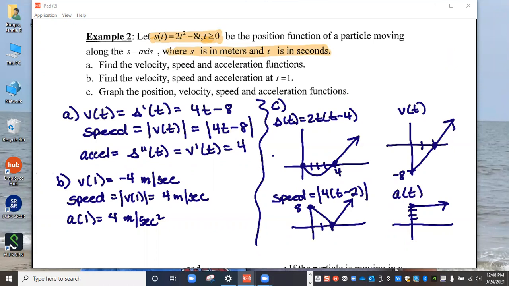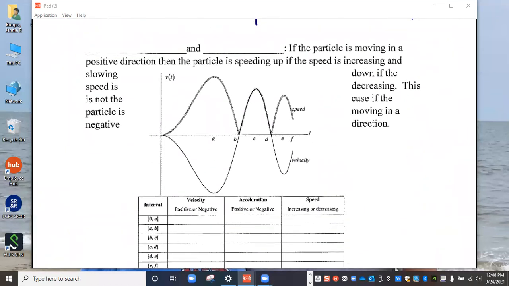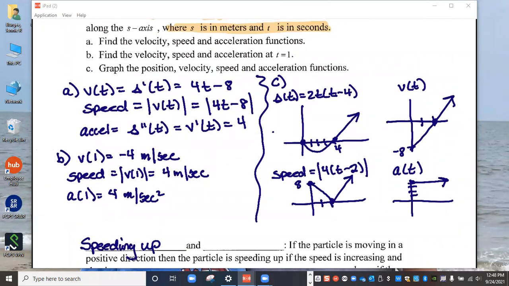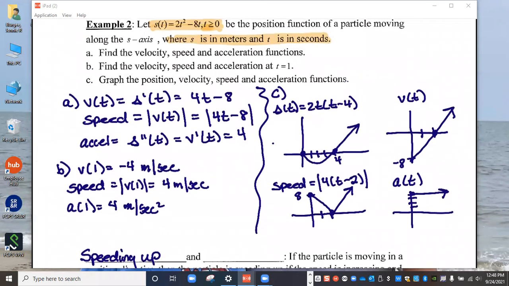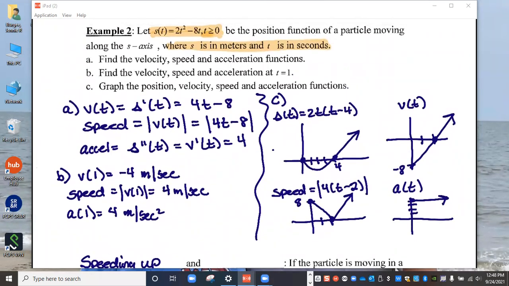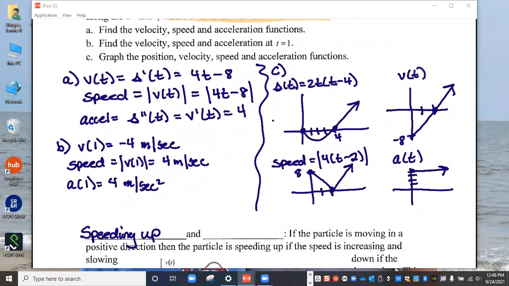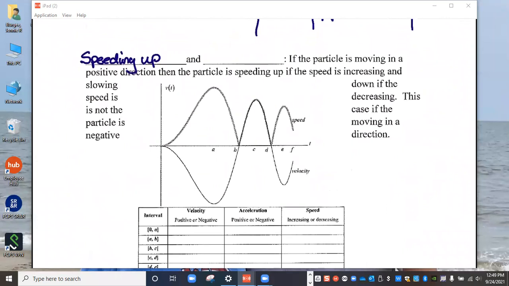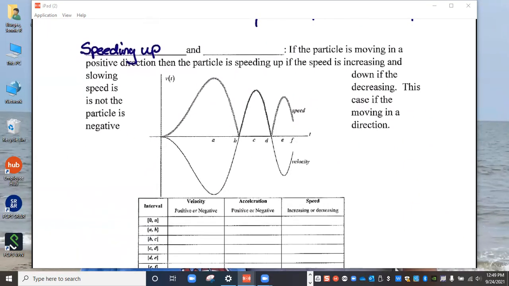Okay, now we're going to talk about speed. What was the question? Right, because t is just greater than or equal to 0. Okay, yeah. So next thing we're going to talk about is speed. And ladies and gentlemen, one thing you have to be able to determine is if the particle is speeding up or slowing down.